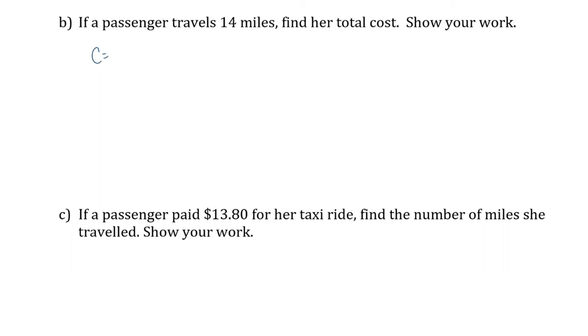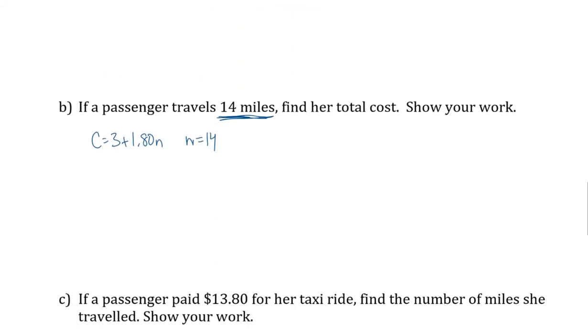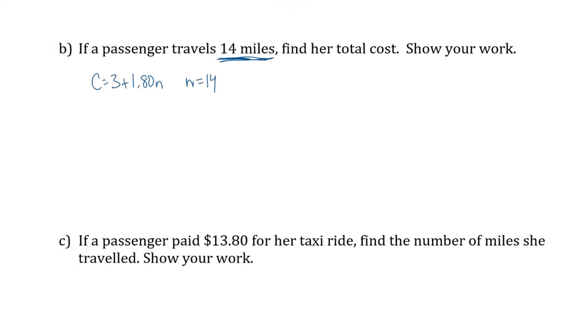C equals 3 plus 1.80 times n, where n is 14. You do have to be able to identify that 14 is the number of miles, and that's n. Again, that's described in the question. N is the number of miles. So you can go back and read through the question carefully to make sure you understand which variable is which. Okay.